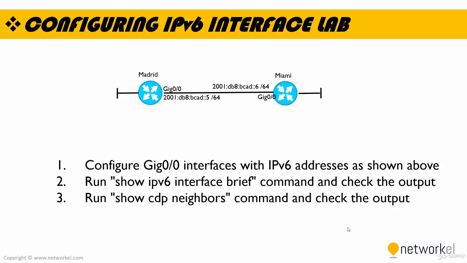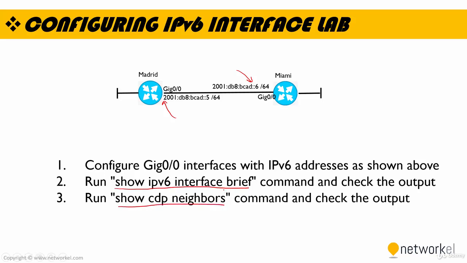In this lab, we will take a look at configuring an IPv6 interface. This lab has 3 steps. In the first step, we need to configure Gig00 interfaces with the IPv6 addresses as shown above. This one and this one. In the second step, we need to run the show IPv6 interface brief command and check the output. And in the last step, we need to check the show CDP neighbors command.